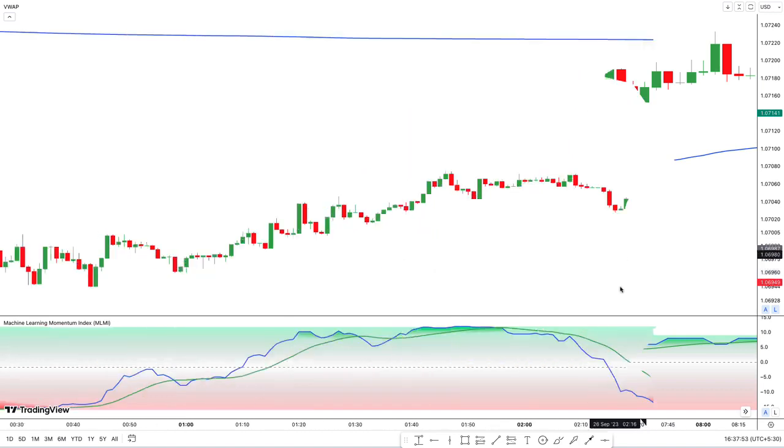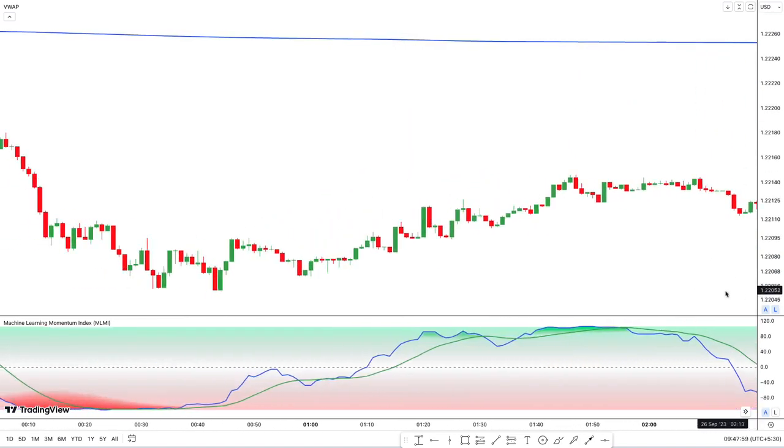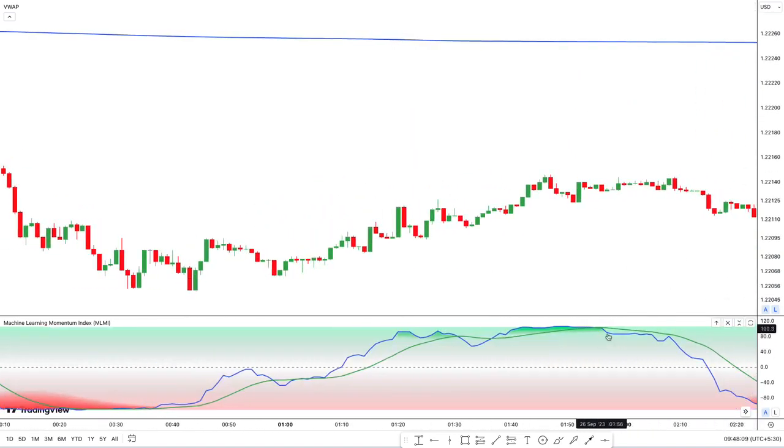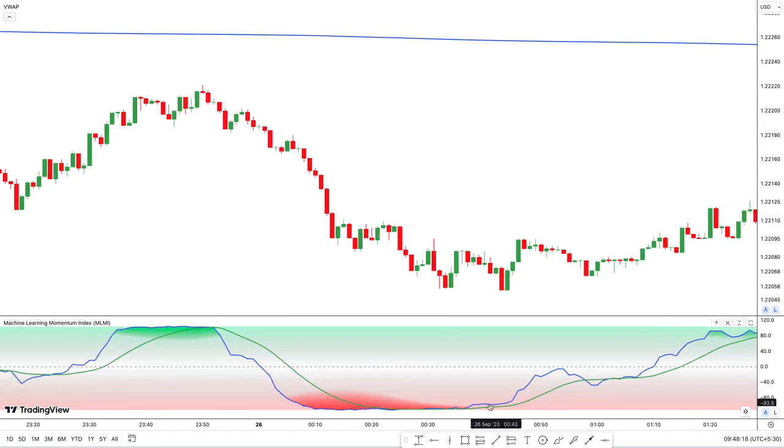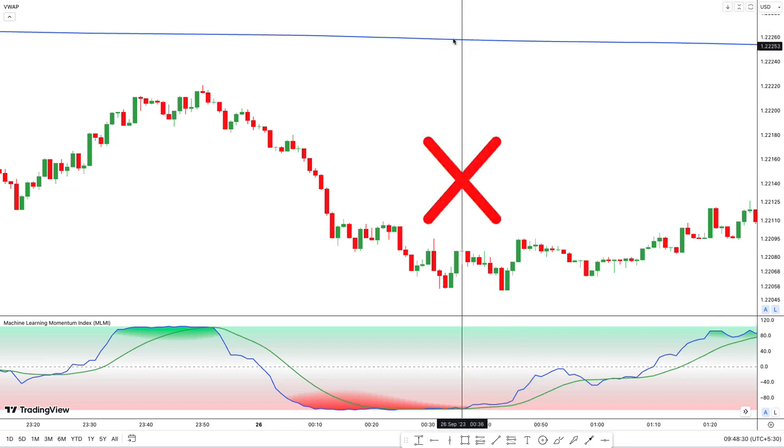As you can see here, the blue line of the MLMI oscillator crosses the green line from below, which is a clear buy signal. Apart from this, the crossover also happens in the red zone. This suggests that the market is oversold and due for an upward correction, but market price here is trading below the VWAP indicator. So here this signal is invalid, because both conditions are not met.